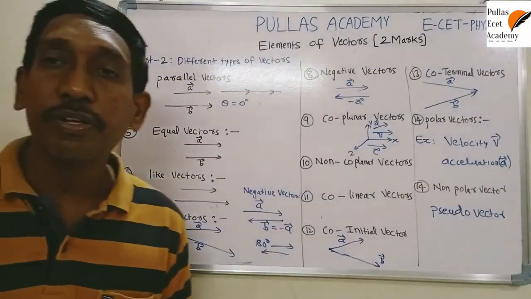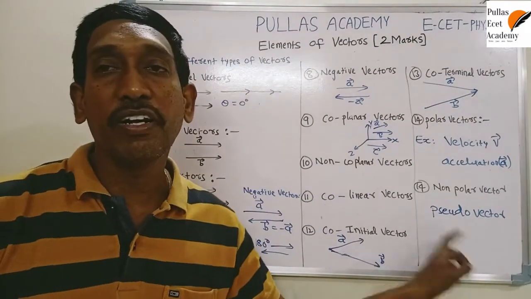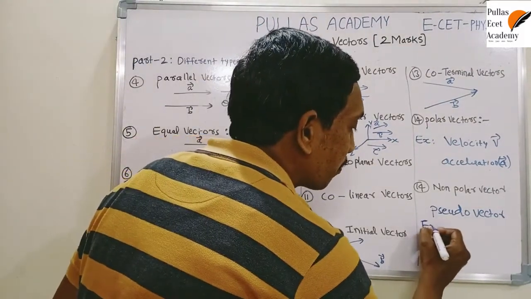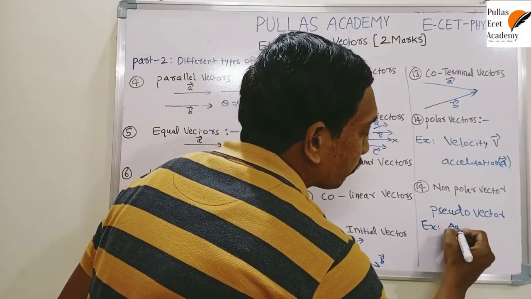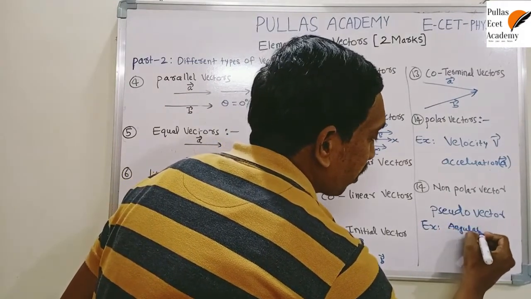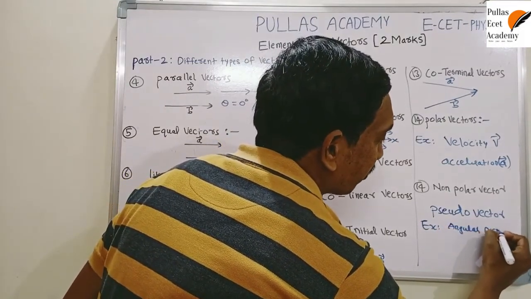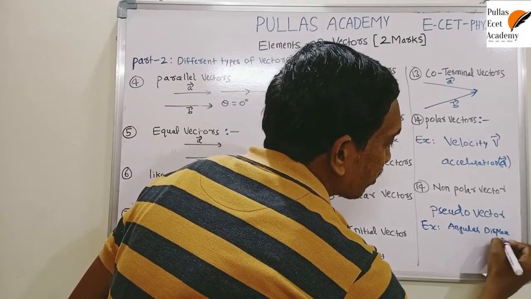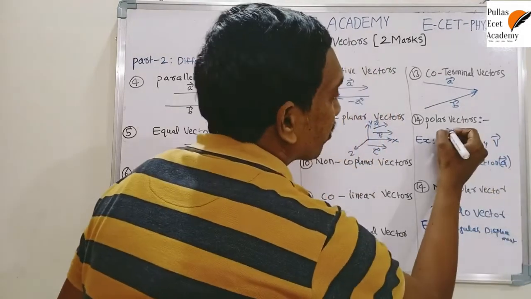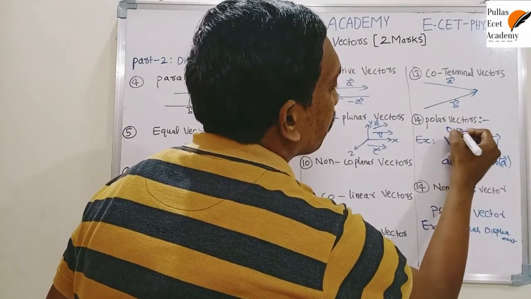In this way you have to understand, because examples are important. Angular displacement is called a non-polar vector, whereas displacement is a polar vector.